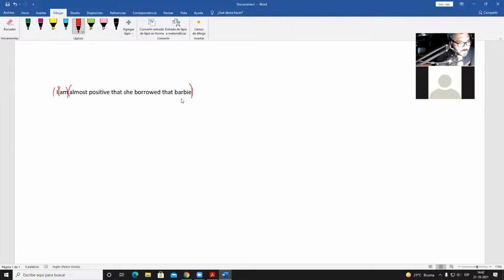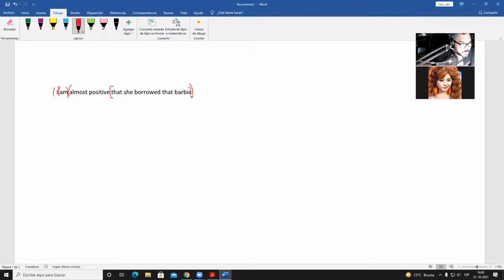Why do I do that? Well, basically, yesterday we said that adjective phrases can take complements, and those complements are prepositional phrases, to infinitives, and that clauses. There we have almost positive. Positive is an adjective, and right after that we have this that clause. Therefore, it's inside of it.